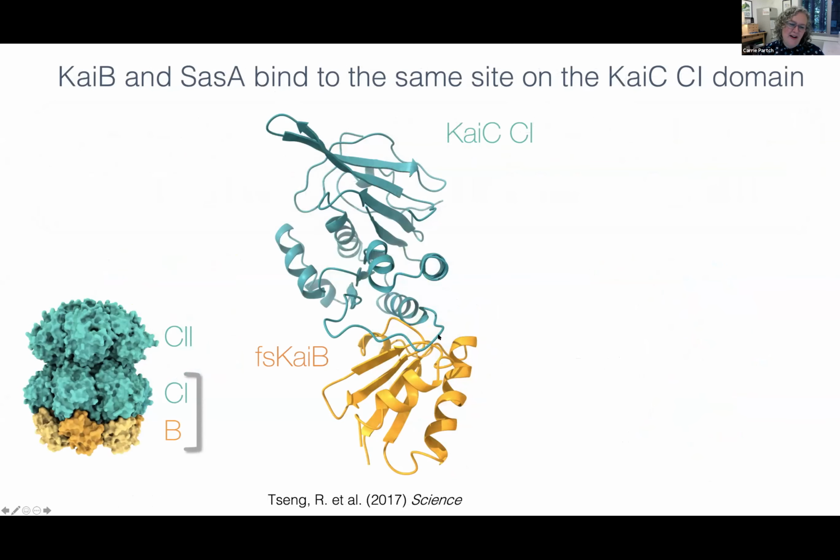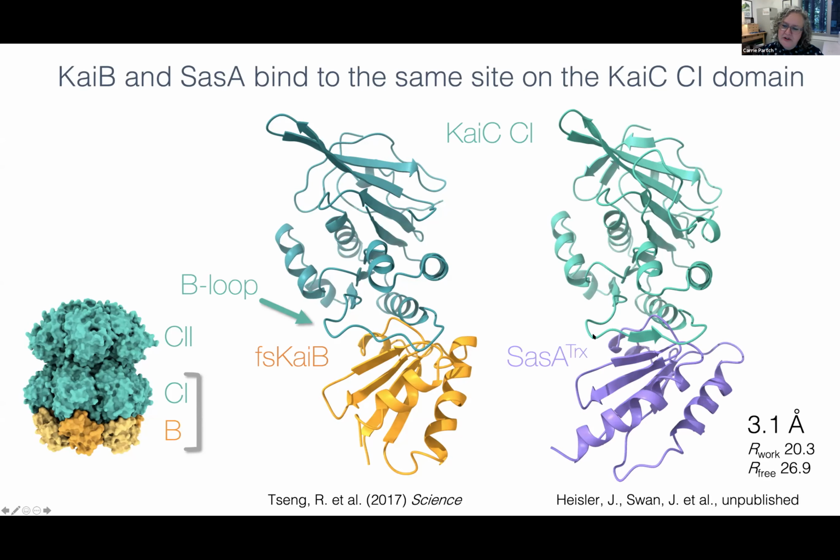So I'm showing here a high resolution crystal structure of just the isolated C1 monomer bound to one KaiB subunit. So this is just sort of taking this out of the hexamer. So to address whether SAS-A could in fact bind at the same site of KaiC, we solved a crystal structure. And you can see here that binding is centered around this so-called B-loop interface. So we solved a crystal structure of the thioredoxin-like domain of SAS-A bound to the C1 and showed that it bound to C1 at the B-loop in the same rough orientation as KaiB.